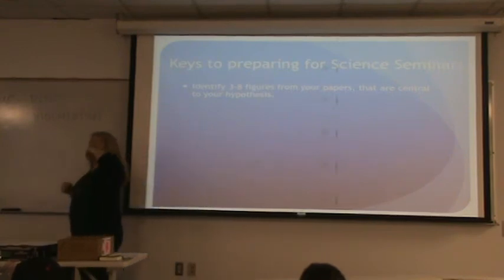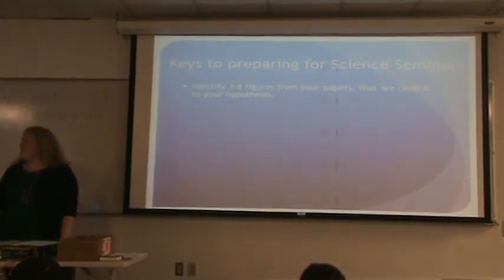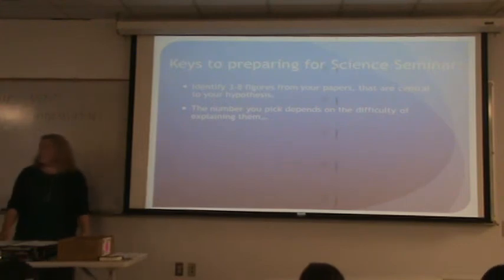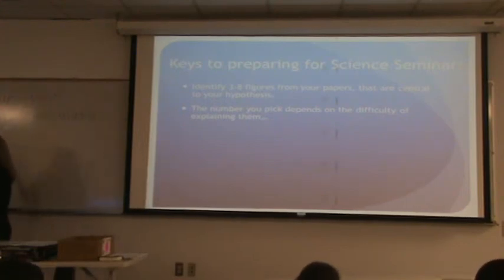So the first trick is to identify what are the key figures. A lot of times it's the early figures in the paper where they make the really big claim, and then they go on and do other experiments to flesh out details. So the number you pick depends on how hard they are to explain. If they're really easy to explain, you need to go find more figures.